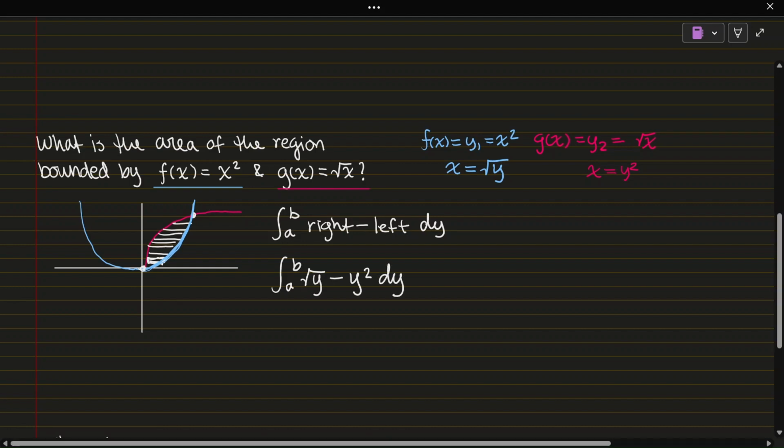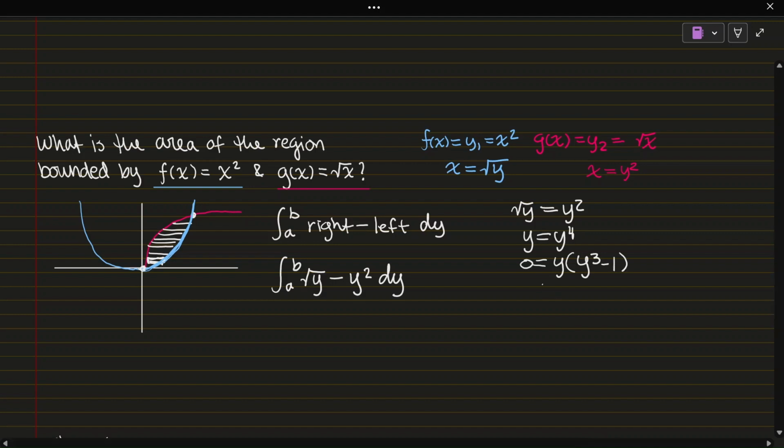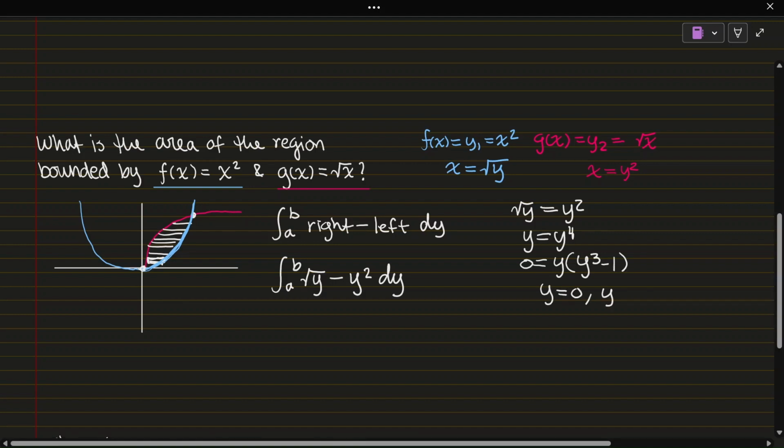Now I just need to find my a and b. So again, I need when f of x is equal to g of x. So setting those two equal means setting x equal to x. So I need to know when the square root of y equals y squared. We already did this one, so squaring both sides, I get y equals y to the 4th. Then 0 equals y times (y cubed minus 1). This tells me that y equals 0 and y equals 1.